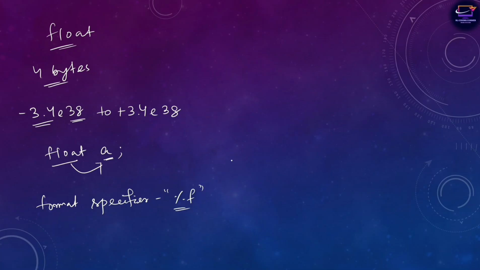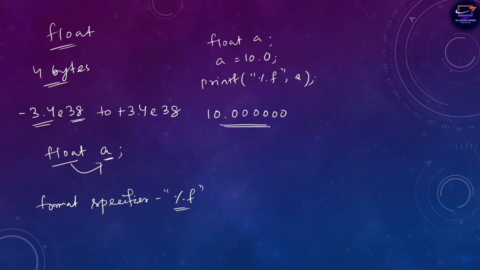So let's take an example. We write float a; next, a = 10.0. If I print a, the statement is printf with %f as the format specifier for the float variable, and then a. Then what is the output? The output is 10.000000.